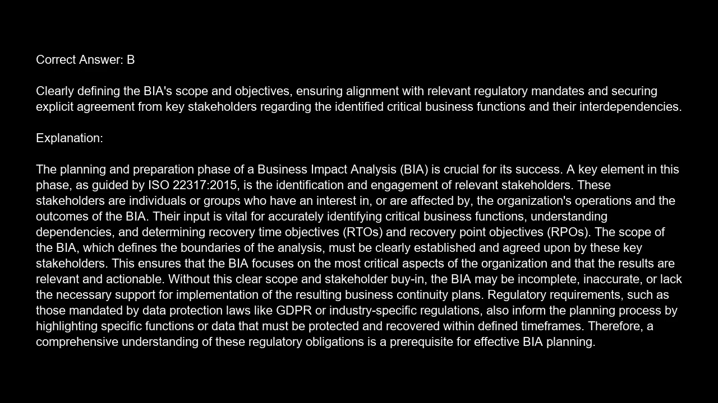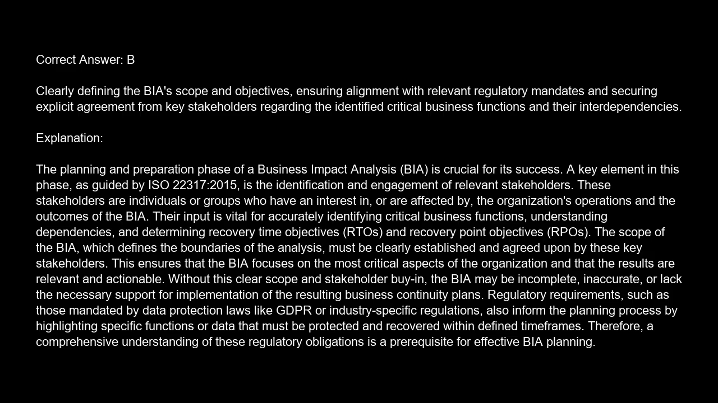The correct answer is B. Clearly defining the BIA scope and objectives, ensuring alignment with relevant regulatory mandates, and securing explicit agreement from key stakeholders regarding the identified critical business functions and their interdependencies. Explanation. The planning and preparation phase of a business impact analysis, BIA, is crucial for its success.